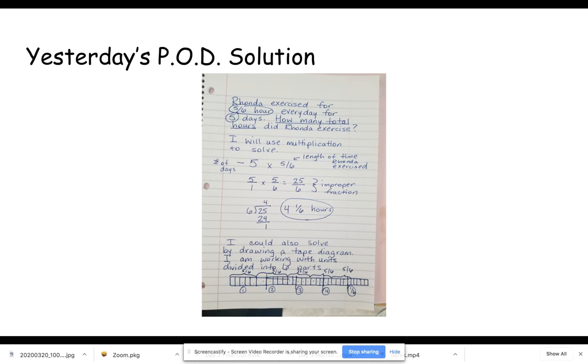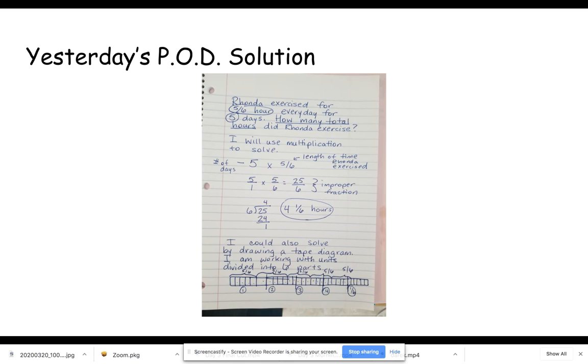Here is the solution. Rhonda exercised for 5/6 hours. I circled 5/6 hours because that's important information. She did that every day for 5 days. 5 days is more important information, so I circled it. How many total hours did Rhonda exercise? I underlined how many total hours because that is also important to figure out the problem.